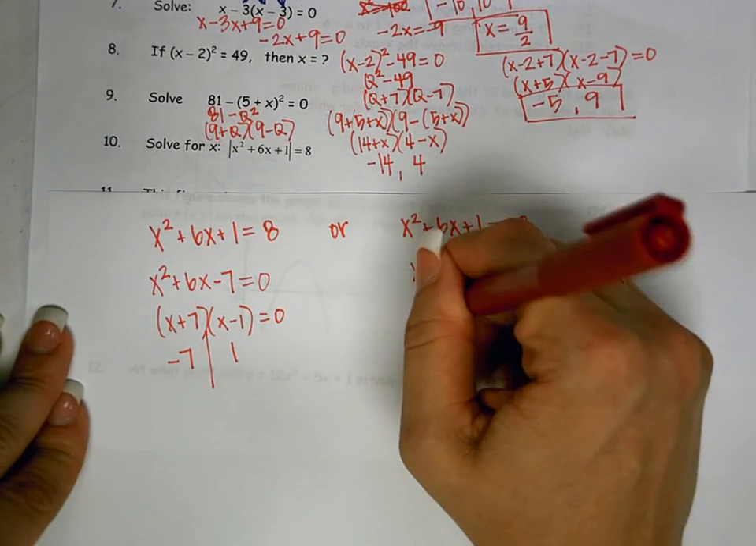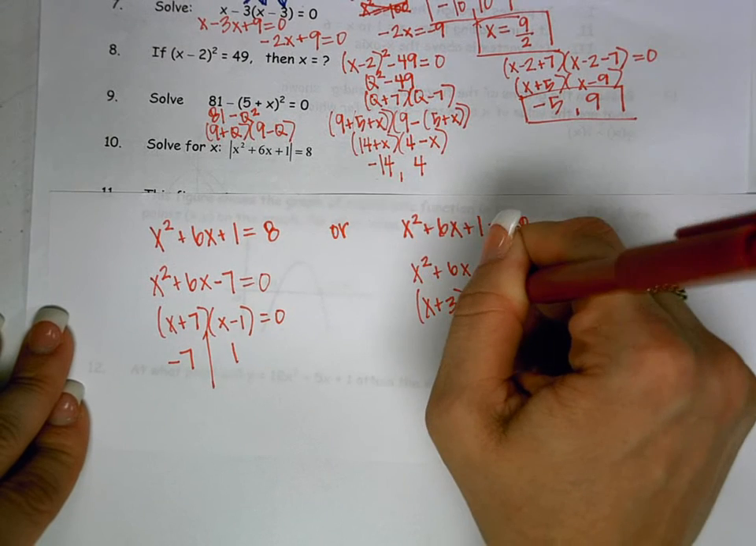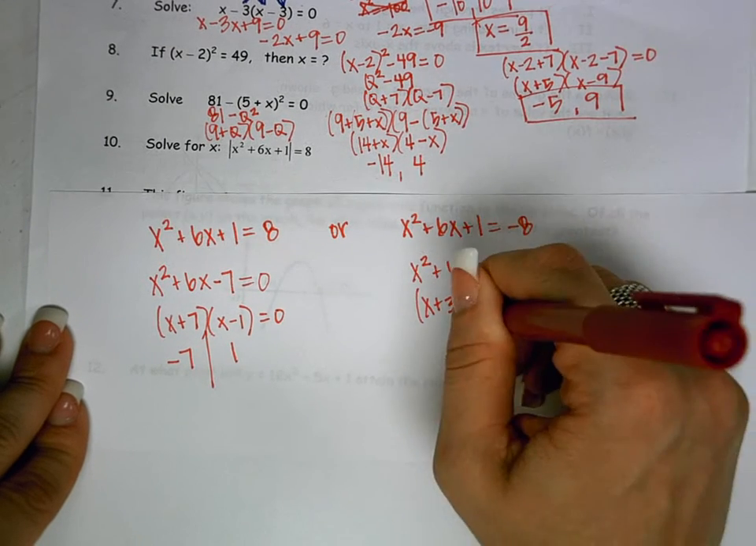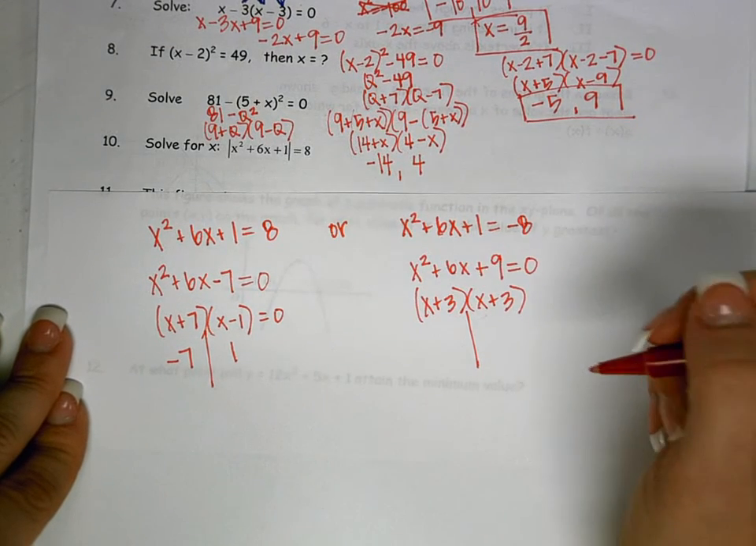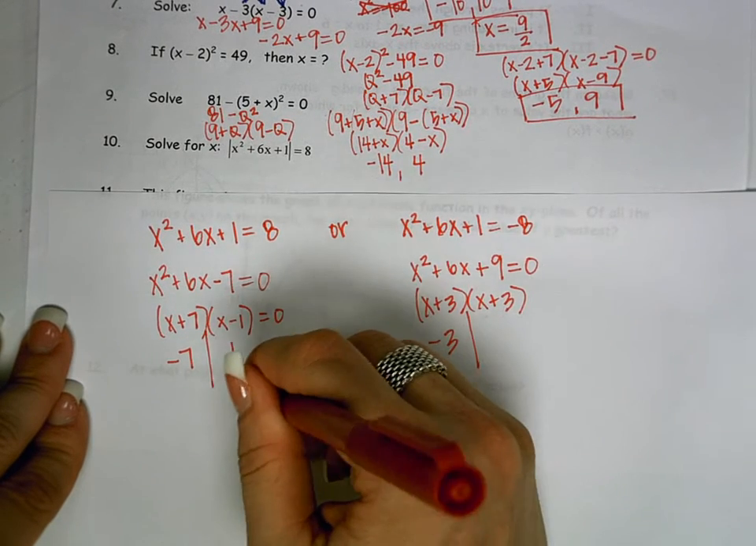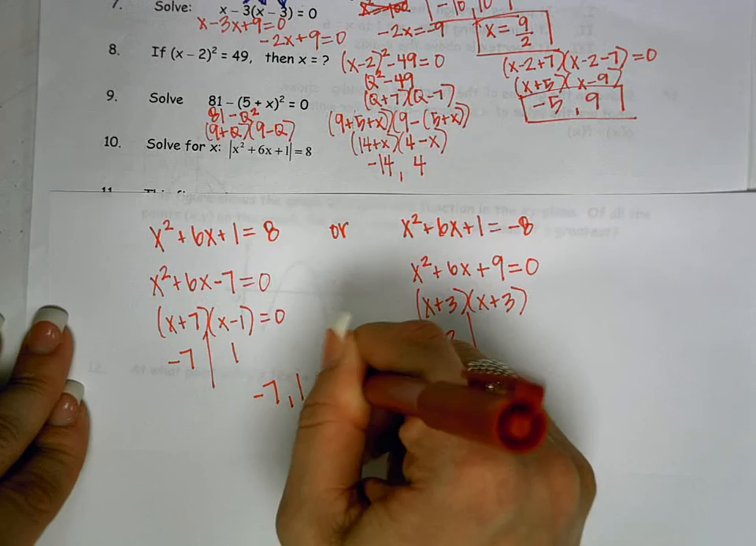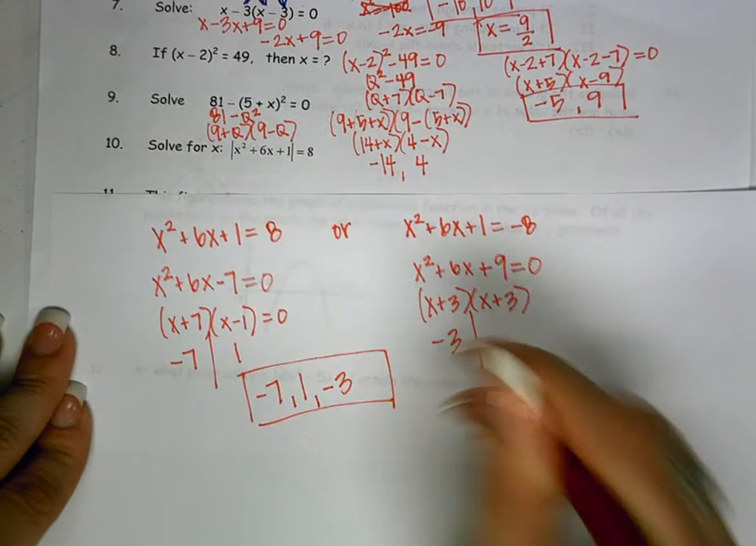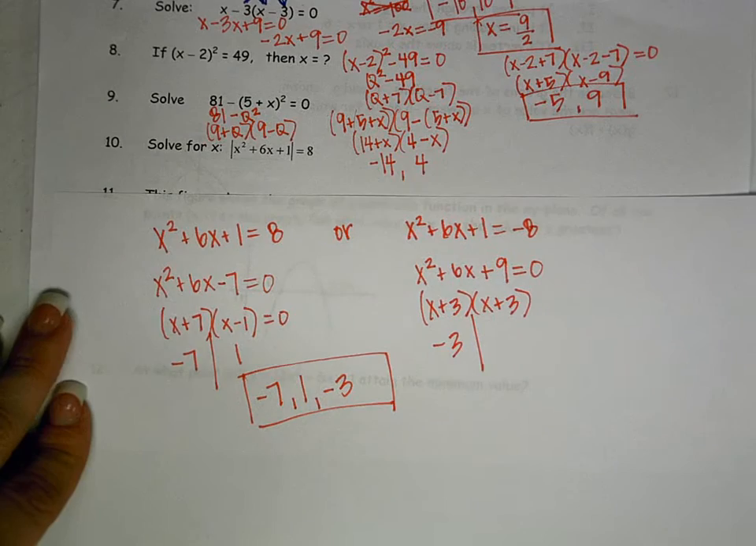Here, this is x plus 3 and another x plus 3. You only have to do it once because I only need one of those answers. So negative 3. So negative 7, 1, and negative 3. This has 3 solutions.